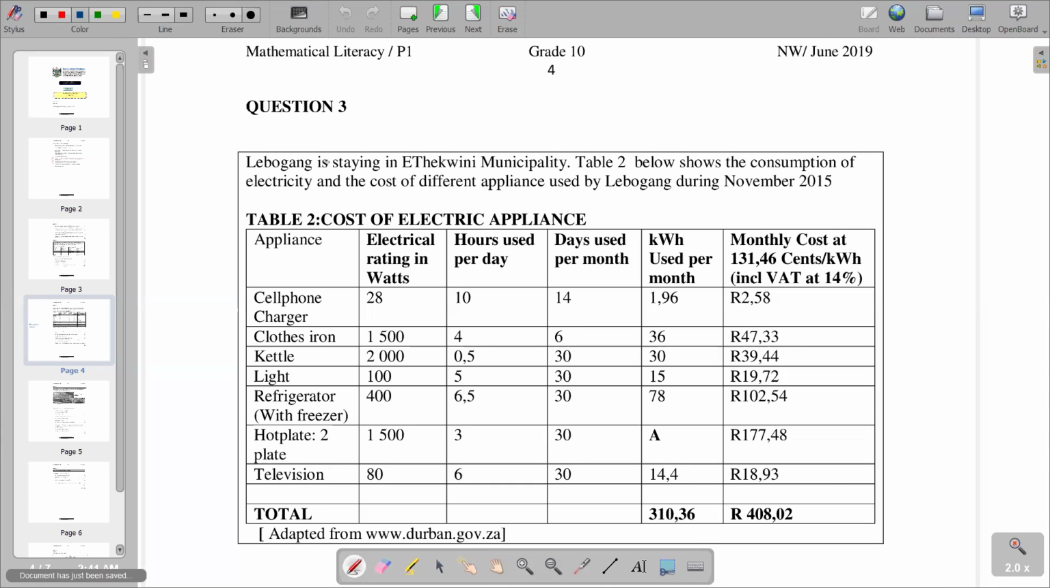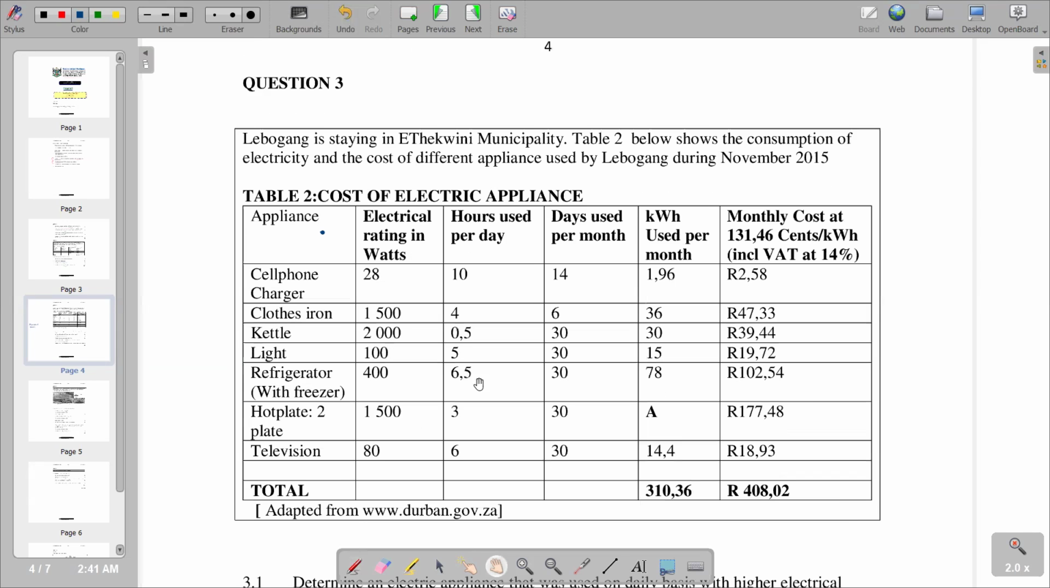Our question 3 reads, Lemogen is staying in Ekurhuleni municipality. Table 2 below shows the consumption of electricity and the cost of different appliances used by Lemogen during November 2015. So we are given table 2, cost of electrical appliances. We've got different columns: a column for appliance, electrical rating in watts, hours used per day, days used per month, kilowatts used per month, and lastly, a column for monthly cost at 131.46 cents per kilowatt, including VAT at 14%. So this is the information that we have, and then beneath that, we've got the questions.